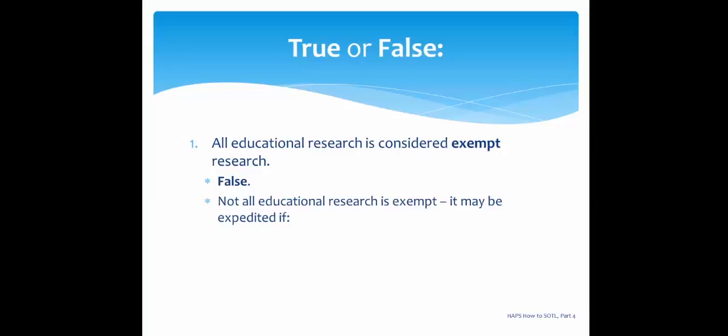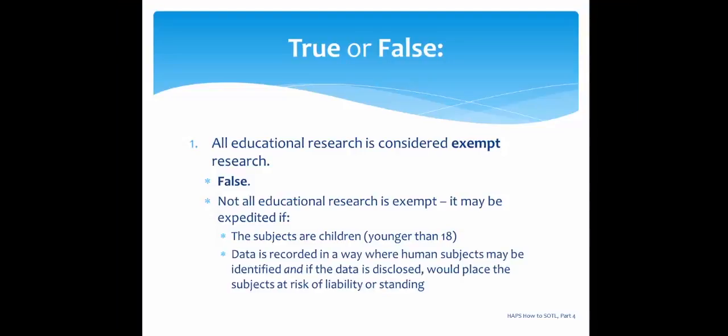Now, while most educational research is exempt, not all of it is. It may not be considered exempt, and it may fall under the expedited category if your subjects are children. And children are defined as individuals younger than 18. So if you are teaching freshmen who may be age 17, some institutional review boards may say, no, we don't think that exactly qualifies as a child, that you don't necessarily have to view things as stringently as you would if you were evaluating a 5-year-old.